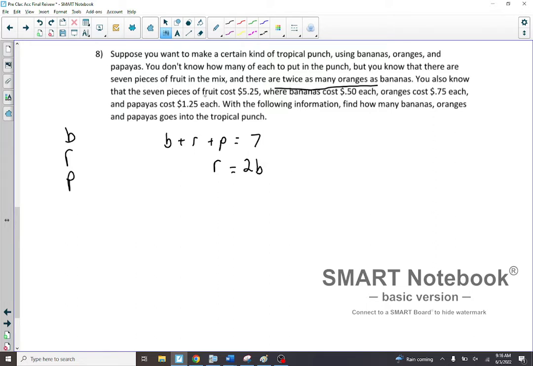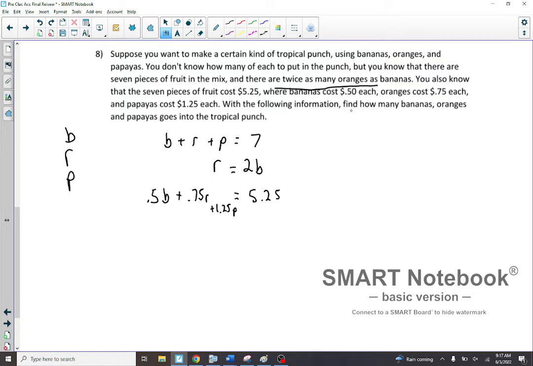You also know that 7 pieces of fruit cost $5.25. So I know the total should be $5.25. Bananas cost 50 cents each, so I pay 0.5 for every banana. Oranges cost 0.75 each, so 75 cents, so 0.75 R. Plus papayas are 1.25 each, 1.25 P.